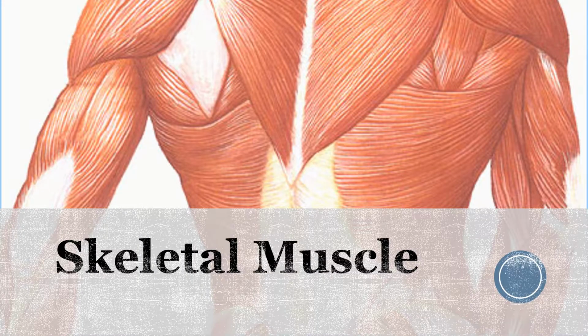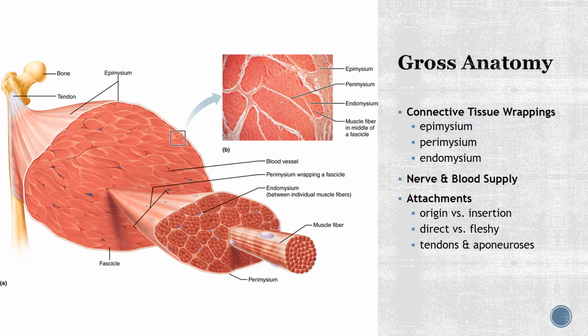Skeletal muscle. The gross anatomy of skeletal muscle. There are 3 connective tissue wrappings: the epimysium, perimysium, and endomysium. The epimysium is the outermost layer that wraps the entire muscle. The perimysium wraps each fascicle, and the endomysium wraps each muscle cell.